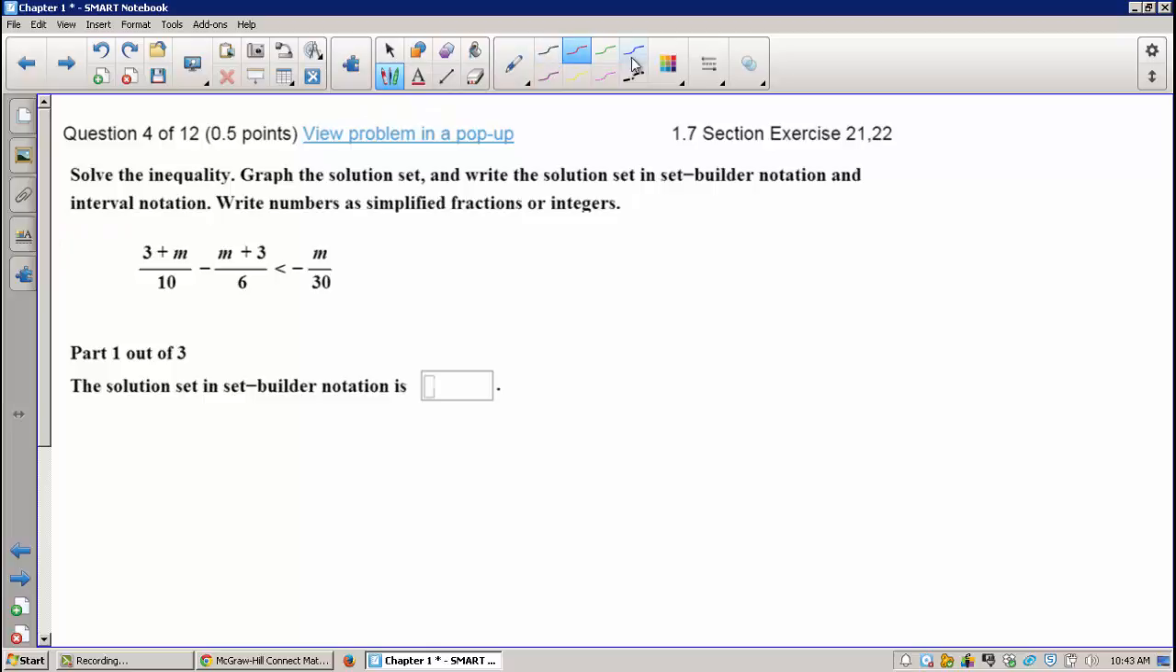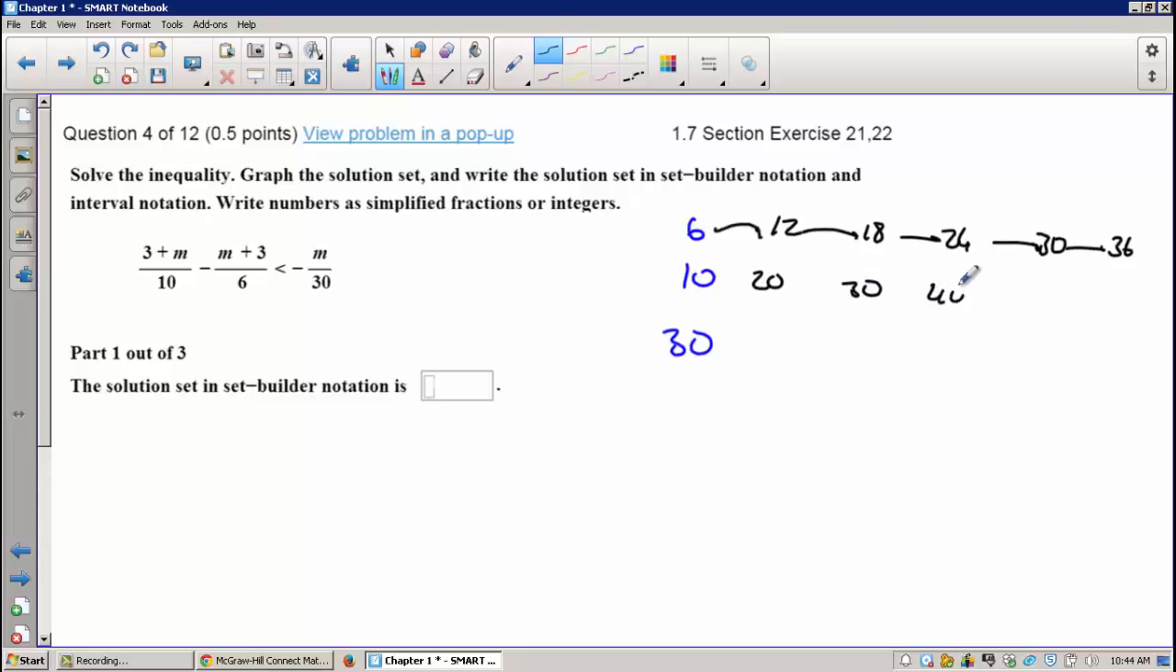You need to find the least common multiple of 10, 6, and 30. There is one way to do this, a simple algorithm. You keep adding these numbers to itself. 6 plus 6 is 12, 18, 24, 30, 36, okay? 10, 20, 30, 40, 50, 60. 30, 60, 90, 120, 150. You keep writing these numbers until you find a match between all 3.